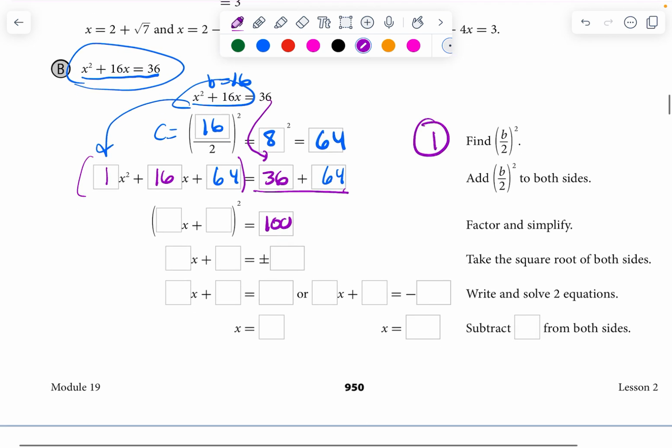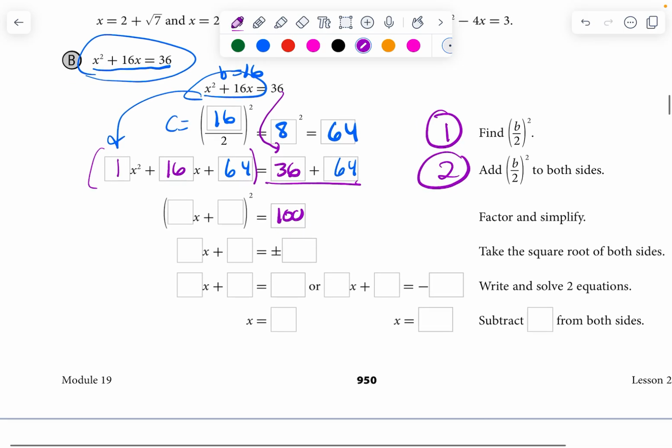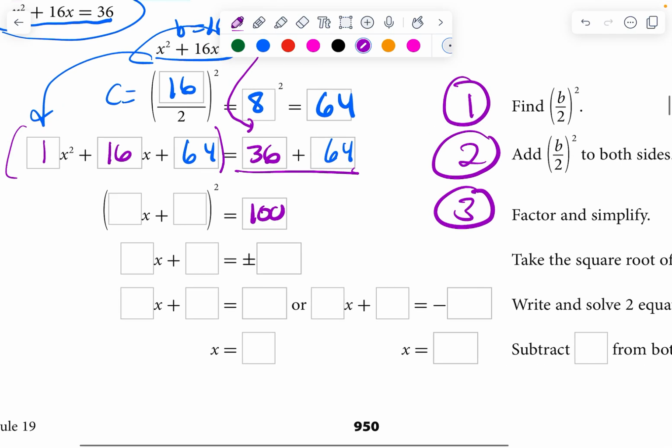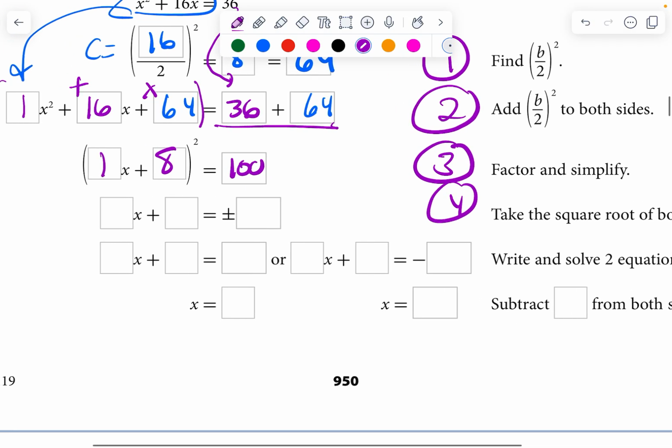Step 1, find C, b over 2 squared. Step 2, add b over 2 squared to both sides. Step 3, factor and simplify. So then what multiplies to give me 64 but adds to give me 16? That's 1x plus 8 squared. Step 4, I take the square root just like we talked about Friday. So take the square root to the left and the right. So the square root of 100 is plus or minus 10.